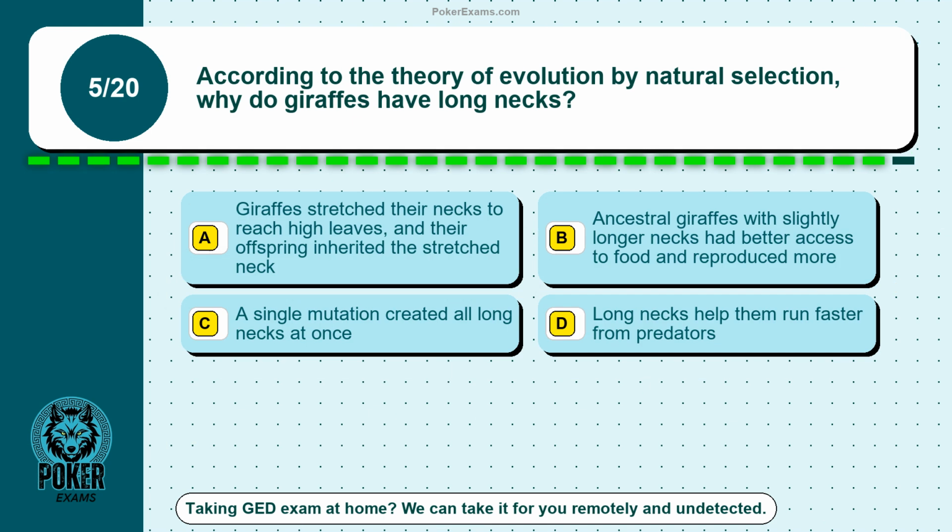Question 5. According to the theory of evolution by natural selection, why do giraffes have long necks? Option A, giraffes stretched their necks to reach high leaves, and their offspring inherited the stretched neck. Option B, ancestral giraffes with slightly longer necks had better access to food and reproduced more. Option C. A single mutation created all long necks at once. Option D, long necks helped them run faster from predators.